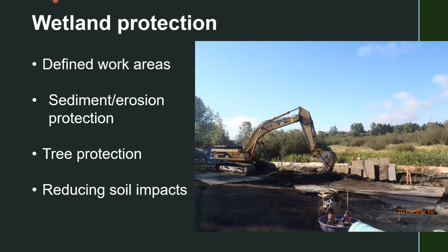So specifically, some specific things that we're going to be doing for protecting wetlands in the project area, along with the stream that we're going to be working near, and in some cases in. We will have to be working near and in wetlands in some areas in the project. Again, defining the work areas clearly is one of the best tools that we have. Protecting the wetlands from sedimentation and erosion and toxins. Protecting the trees that are in the wetland is very important.